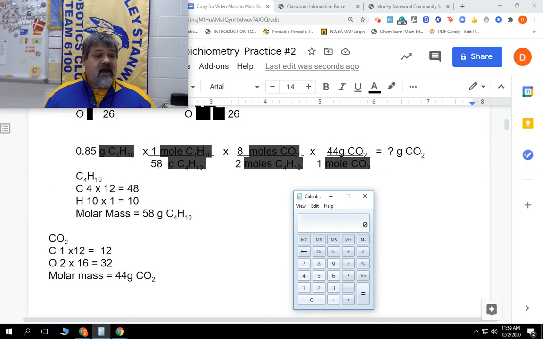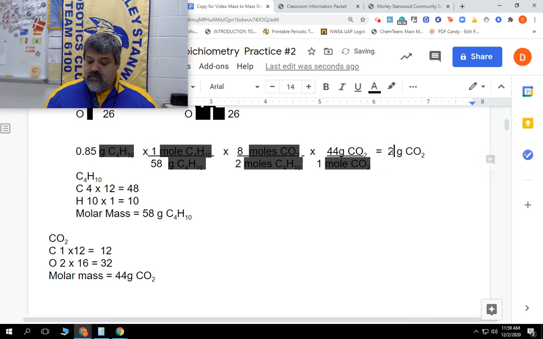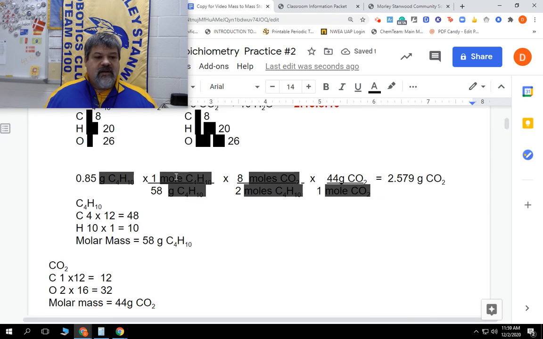Remember, we multiply by the top, divide by the bottom, multiply by the top, divide by the bottom, multiply by the top, divide by the bottom. But wherever there's a 1, we don't have to do that because 1 doesn't change our value. So let's go ahead and start off with 0.85 divided by 58 times 8 divided by 2 times 44. Hit equals, we end up with 2.579. So let's go ahead and put that in there. 2.579.